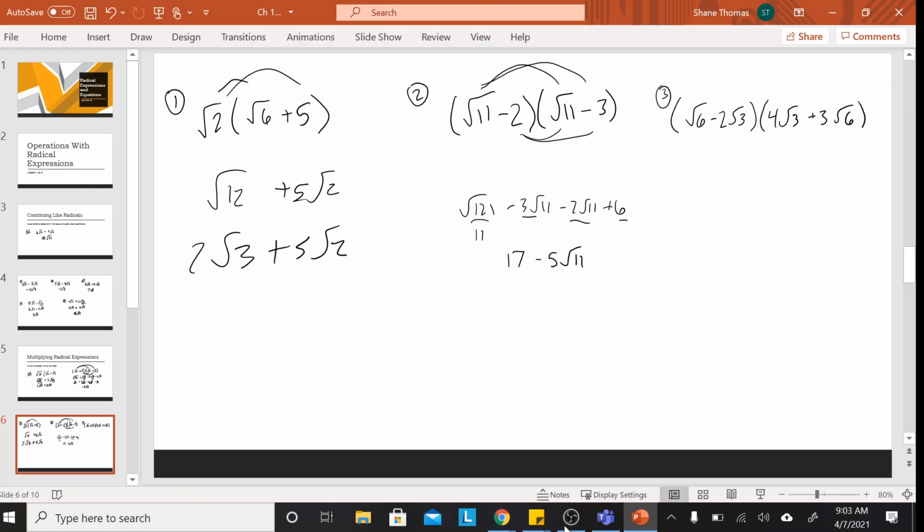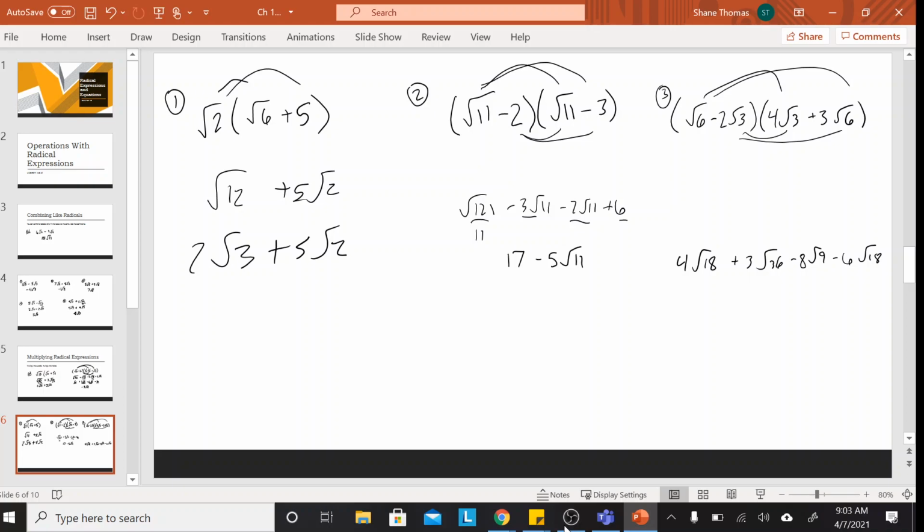All right. Last one. Distribute the first one, distribute the second one. So the first one, we have 4 root 18. Okay, and then plus 3 root 36. Good so far. And then we have negative 2 times 4 is negative 8 root 9. And negative 6 root 18. Good on that? That's an 18, we're good.